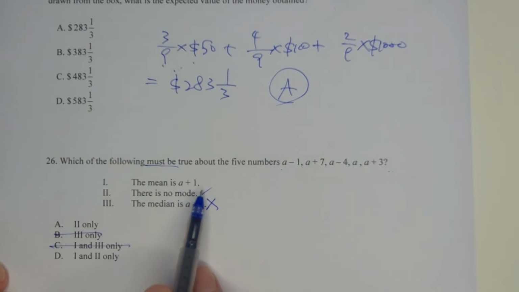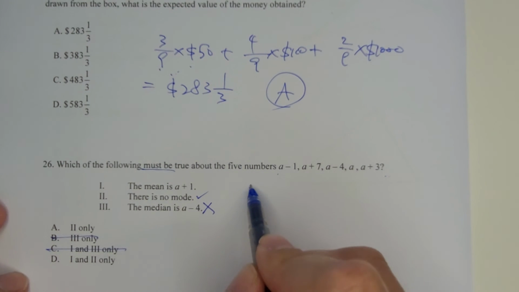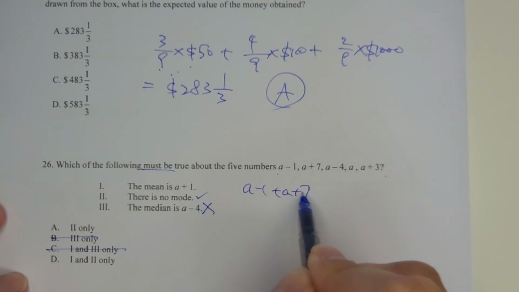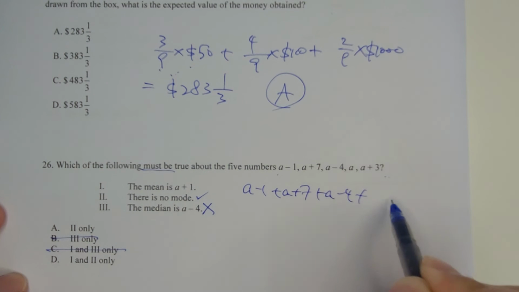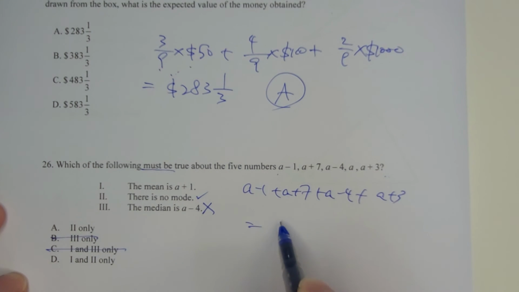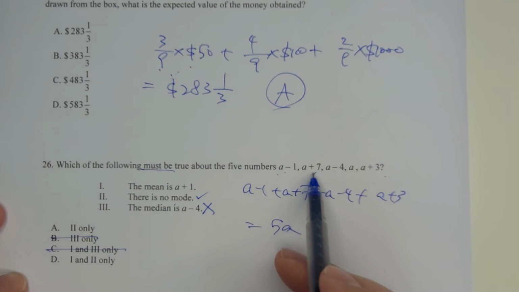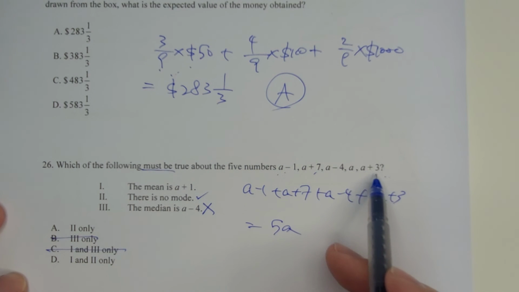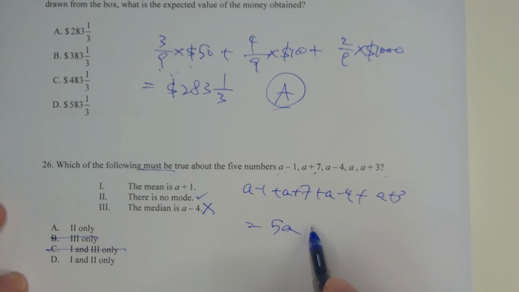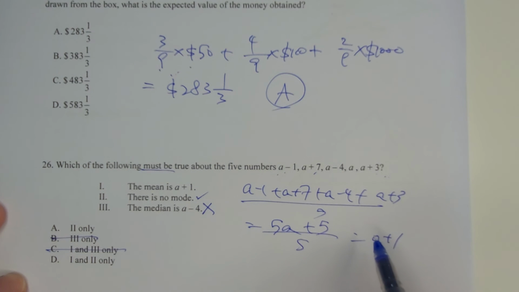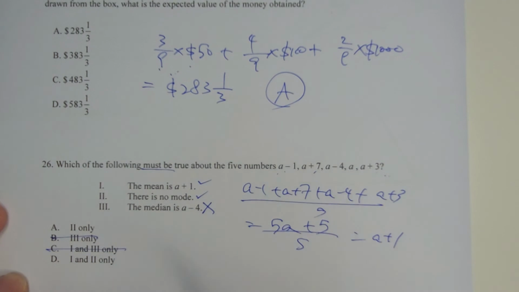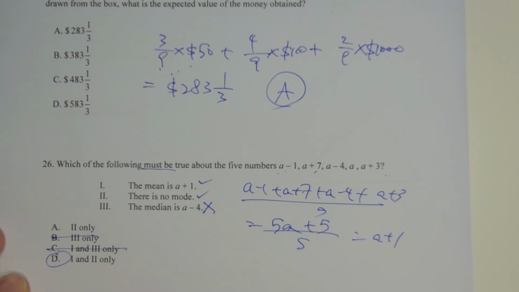So the mean is A plus 1, so let's check the sum of these 5 numbers. That is 5A, and then minus 1 plus 11 plus 6 plus 6 plus 3, that's plus 9, plus 9 minus 4 plus 5. So if divided by 5, you will get A plus 1. So therefore the mean is actually A plus 1. The answer is D, D for dog. Okay.